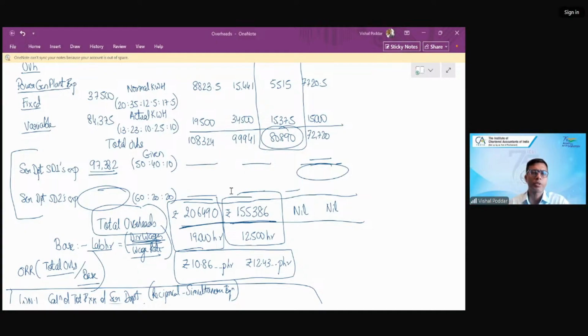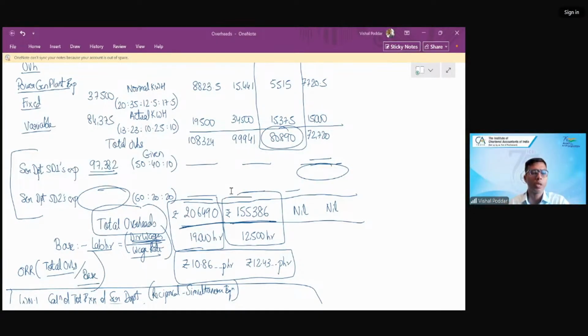Harsh, beta, every question may not have the same base. The base depends upon the data given in the question. Like here, they have specifically said that you have to take the base as labor hours. In some questions, they will say take the base as machine hours. In some questions, they will say take the base as direct labor cost. So depending upon the base given, you have to take that base, beta. Fine. Excellent.